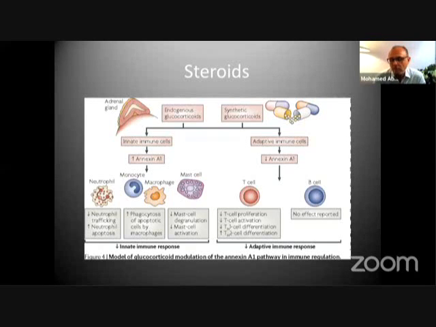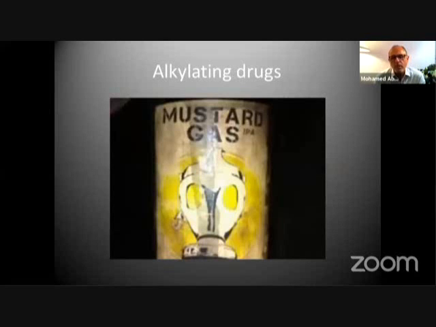The problem is that these receptors are also present in all kinds of cells, including bone, including all kinds of body cells, and therefore there's a lot of collateral damage. There's diabetes, there's osteoporosis, and so on. So we cannot depend on steroids alone. Although up till now we still depend on it, because it's very fast acting and it inhibits all members of the immune system.